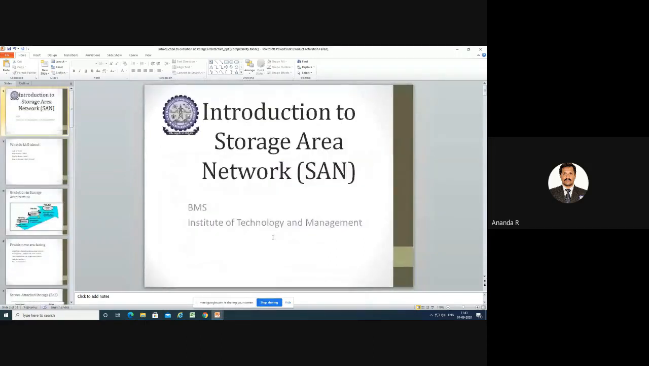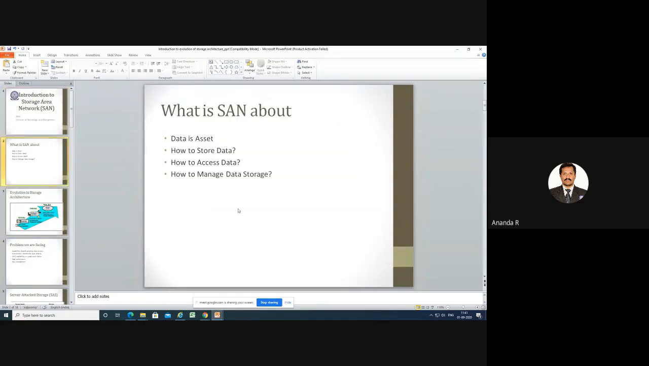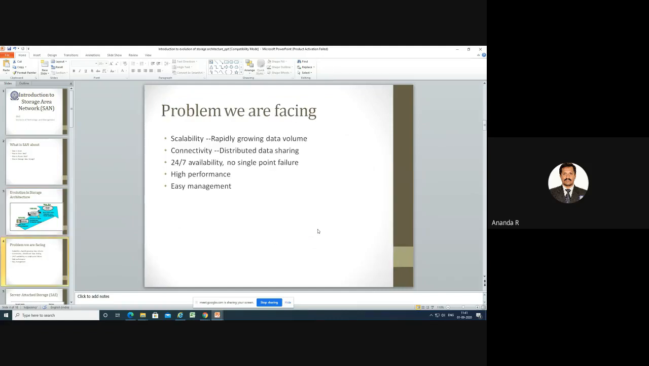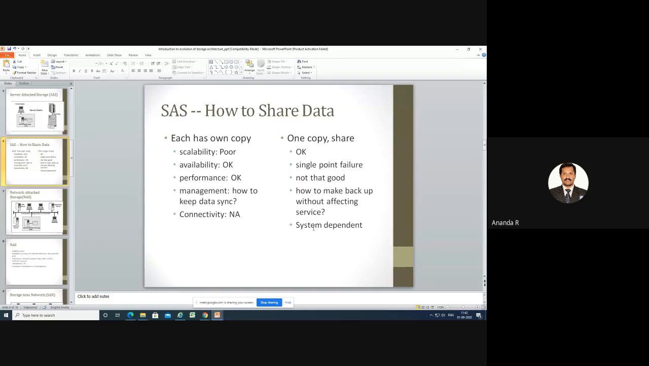our introduction to storage and network, in which we studied in the first slide what SAN is about. One question comes to our mind when we talk about SAN: how to store data, how to access data, how to manage data. Then we studied the evolution of storage architecture. Then we studied the problems we are facing in the storage architecture, and also server attached storage, SAS.